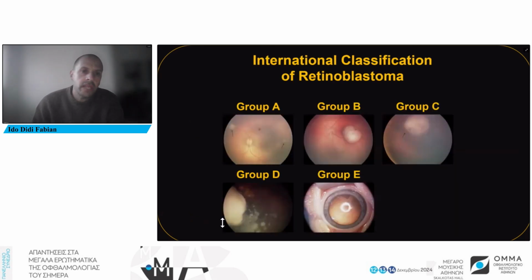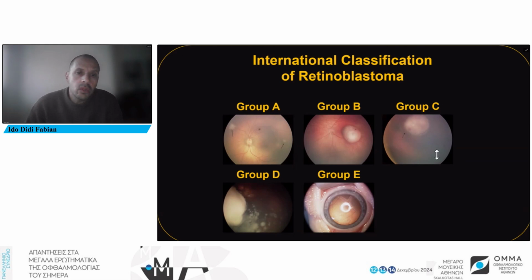In terms of classification, this field really evolved throughout the years. There are various intraocular classifications. So here's an example of the ICRB, the International Classification of Retinoblastoma, which is grouped from A to D. In a simplified manner, Group A and B are small retinal tumors. So you can see small tumors here and a bigger tumor here in Group B. Group B is bigger than A tumors, and it involves the macular region and/or is in proximity to the optic nerve.